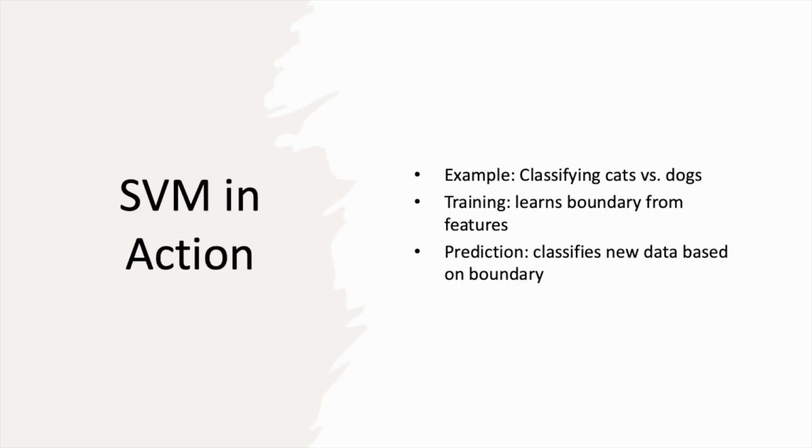Now let's talk about how SVM works. Imagine we are classifying cat versus dog. Feed the SVM features like ear size, tail length, and fur pattern. The algorithm finds a boundary that separates cats from dogs in feature space. When new data comes in, it is classified based on which side of the boundary it falls on. If it falls on the cat side, then it will classify it as a cat, or vice versa.